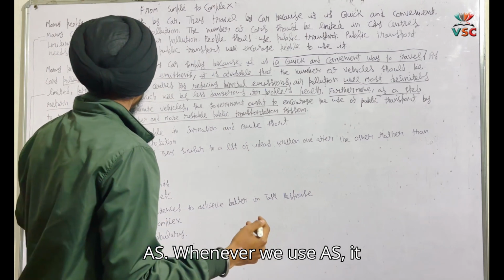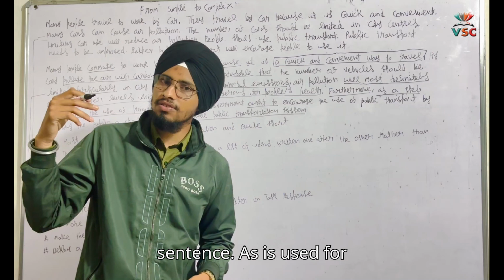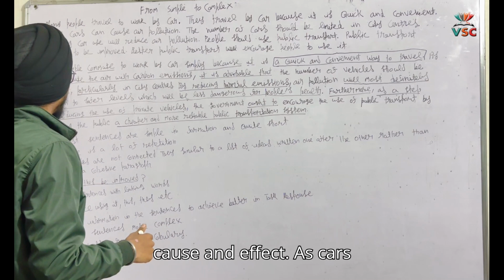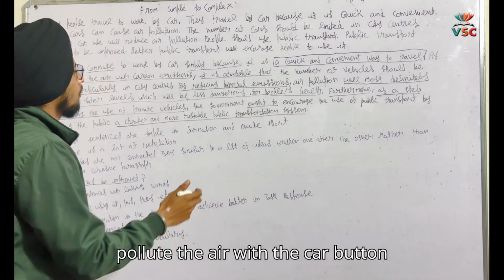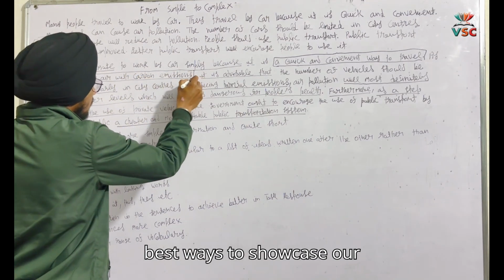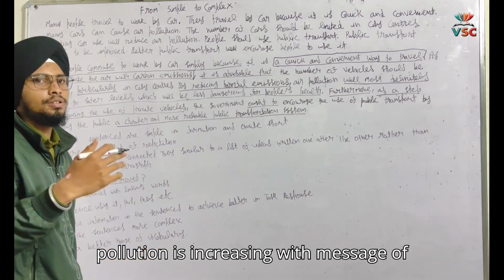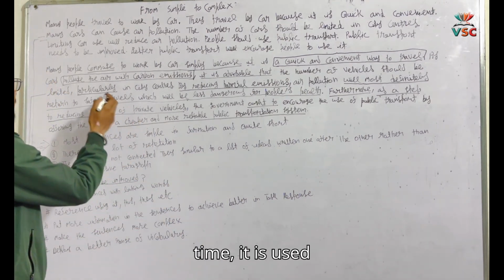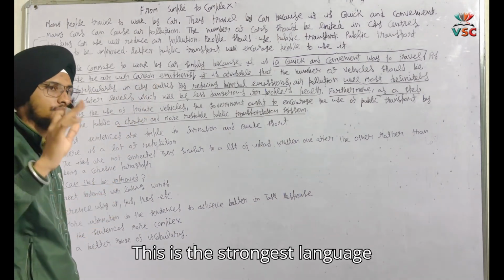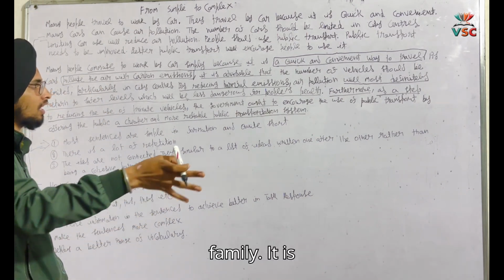Okay, so next, as. Whenever we use as, it means we are making complex sentence. Okay, as is used for cause and effect. As cars pollute the air with the carbon emissions. You can see this is one of the best ways to showcase our lexical items. Okay, instead of saying pollution is increasing with passage of time, we can use pollute the air with carbon emissions. This is the strongest language that's been ever used by the academy.